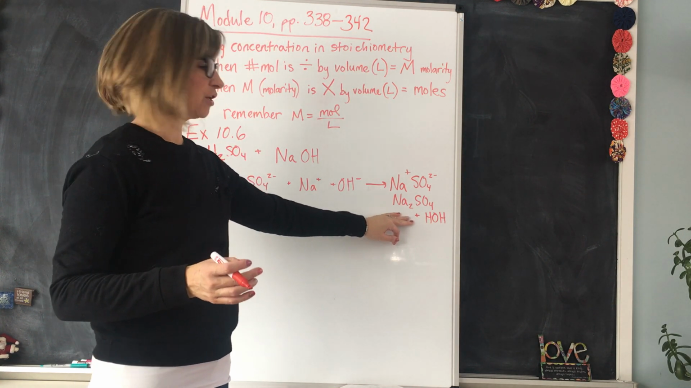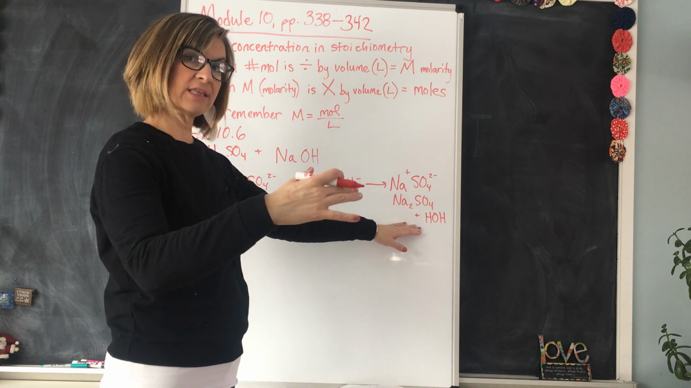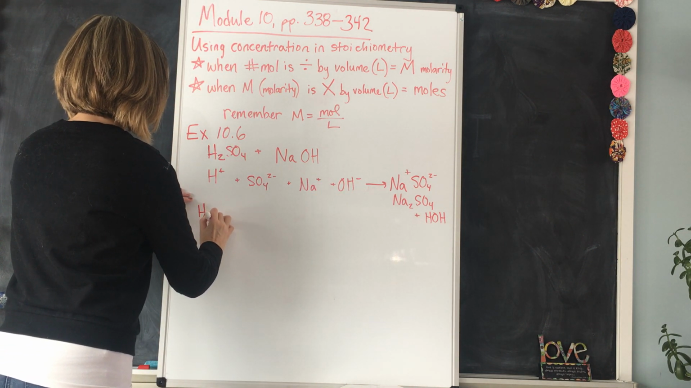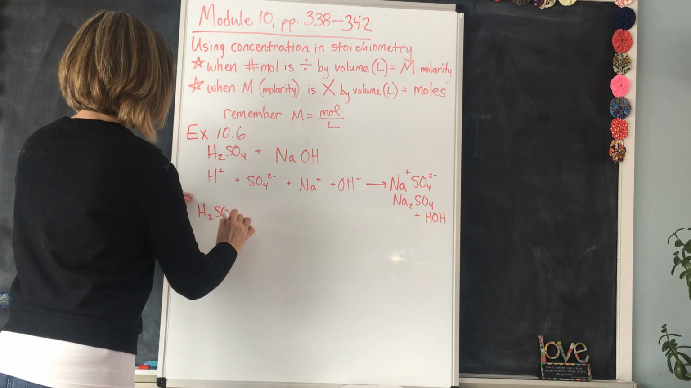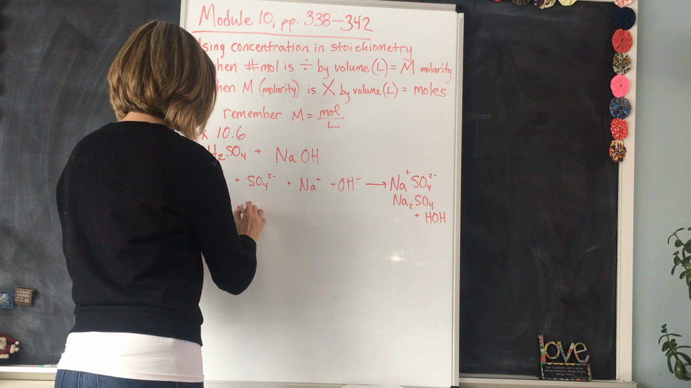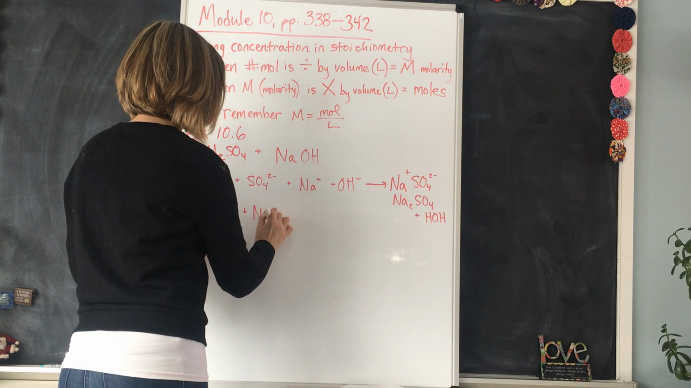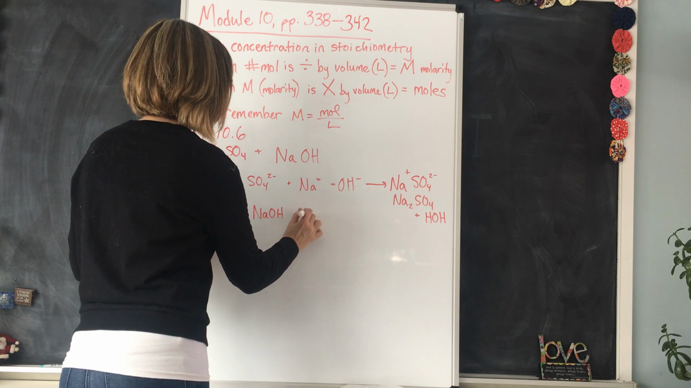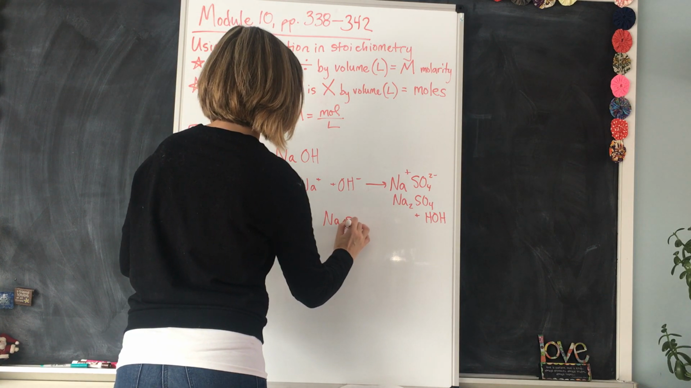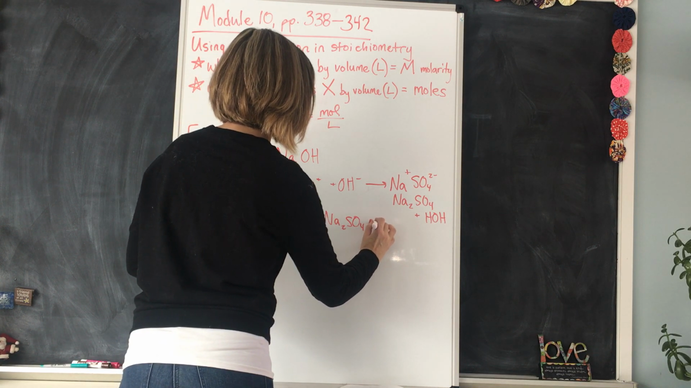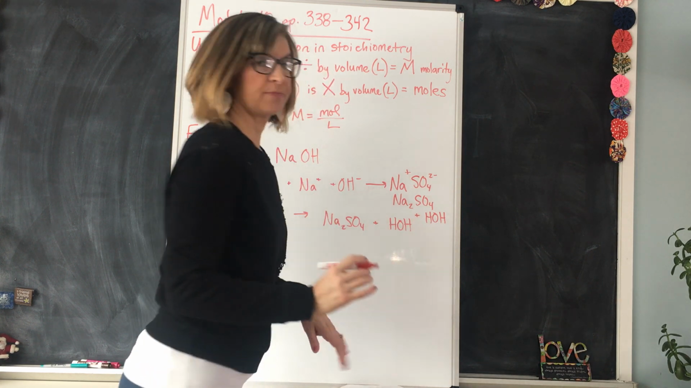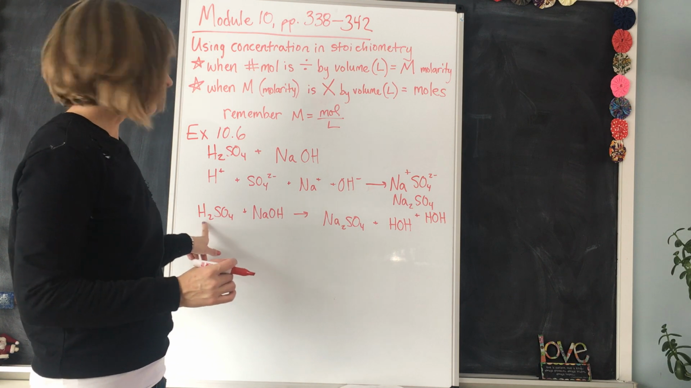All right, now that I've figured out my products, I'm going to rewrite the equation. We recombine them into their formulas to write the balanced equation. H2SO4 plus NaOH yields Na2SO4 and HOH, water.